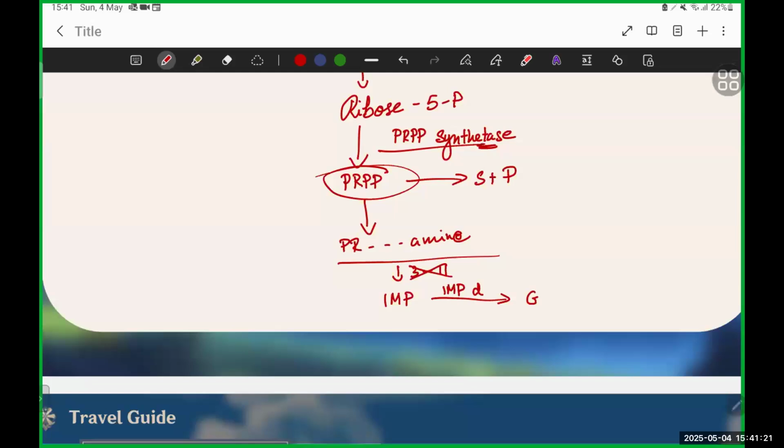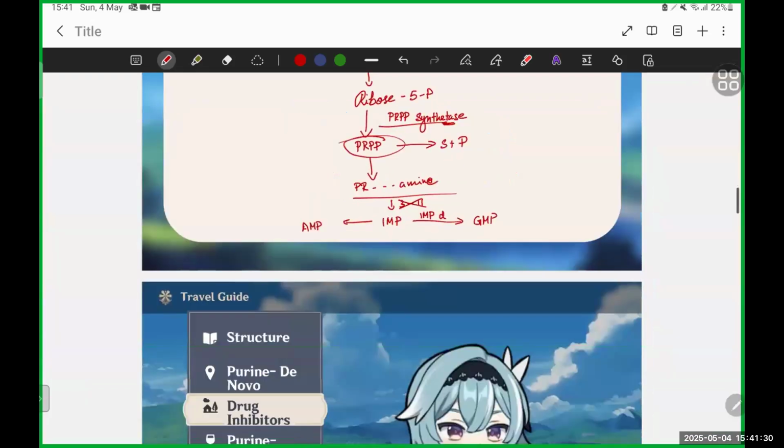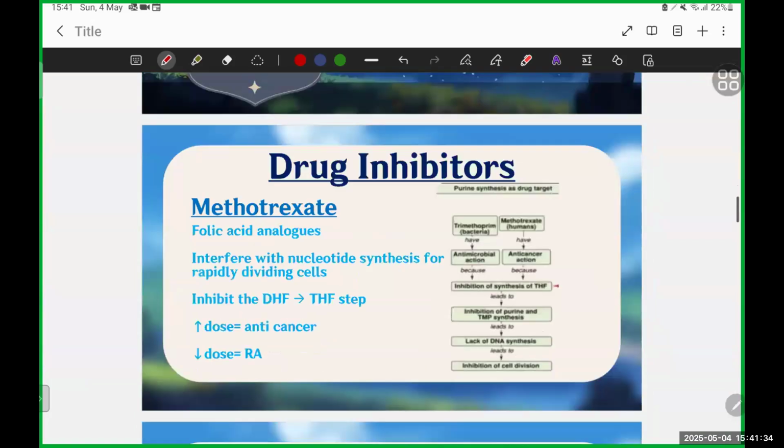Here you form AMP. That's basically the de novo synthesis, alright? Now, after we learn the de novo synthesis, I think it's easier to know what the drugs here do.